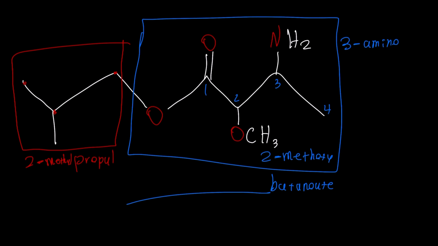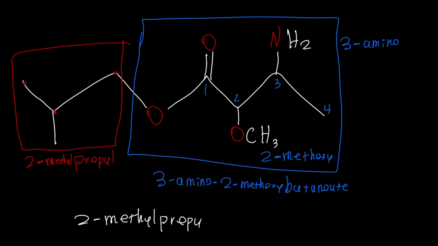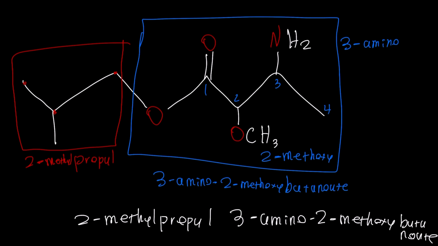When you write it out right here, we're going to put the amino first because A comes before M in the alphabet. So 3-amino-2-methoxybutanoate, with no space. And then to put it together, 2-methylpropyl, and you'd put a space, then you'd go 3-amino-2-methoxybutanoate. I ran out of space a little bit, but it's okay.